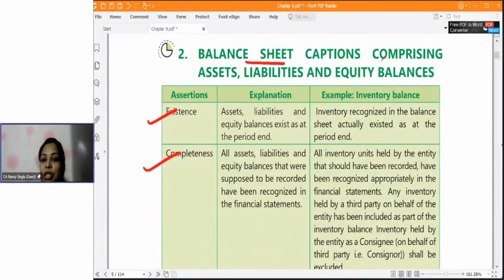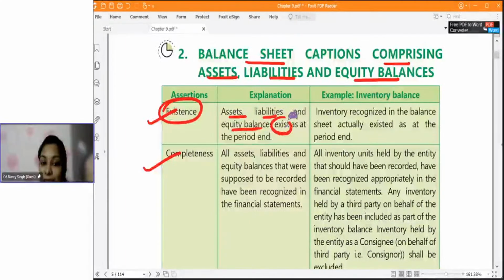Balance sheet captions comprising of your assets, liabilities, equity balances. Existence. So what is meant by existence assertion? That the assets, liability, equity balances exist as at the period end. You all know that the balance sheet is prepared as on 31st March 2023, let's say in our example. So now the balance sheet captions have been explained beautifully with the help of inventory balance example. So let us have a look at it.